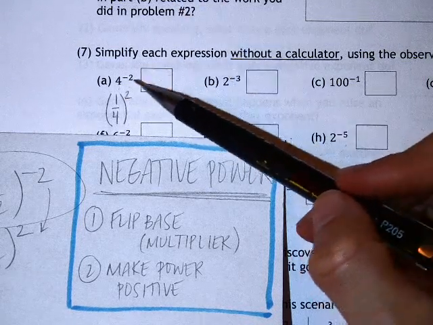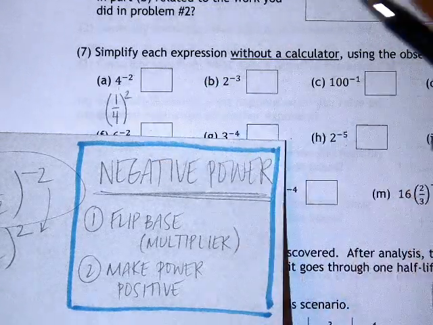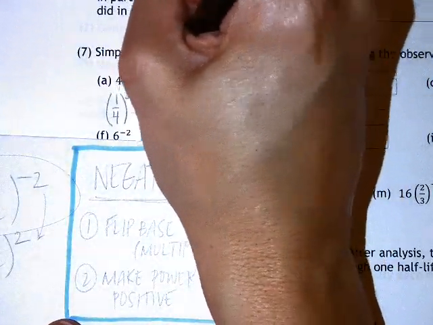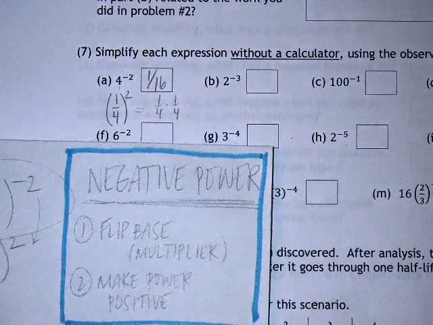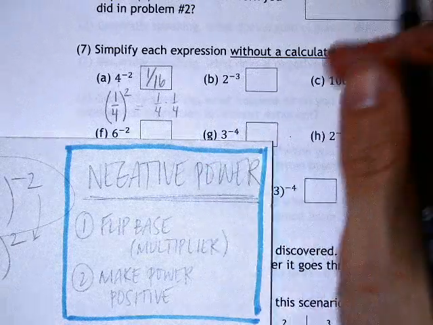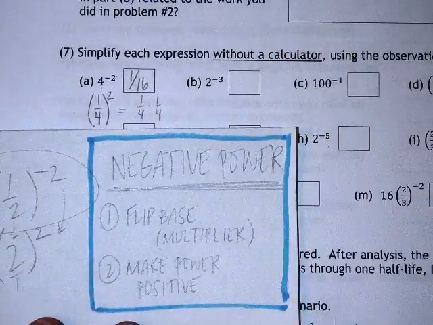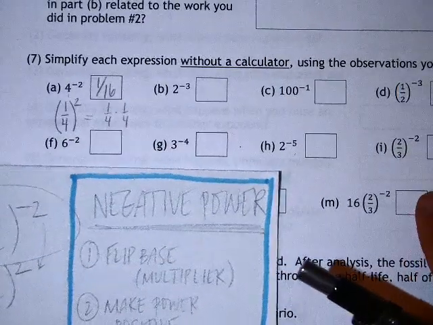But that's what I mean by make the power positive. Notice how it was a -2. When I flipped the base, I made it a +2. So now I'm just going to think about this mathematically. 1/4 squared, well, that's just 1/4 times 1/4. And 1/4 times 1/4 is simply 1/16. Since it says do it without a calculator, I'm not going to bother converting that to a decimal. In letter B, same idea. Letter C, same idea. Notice how they all have negative exponents?